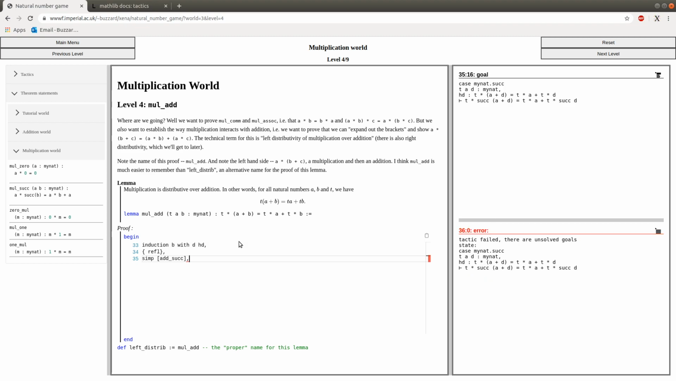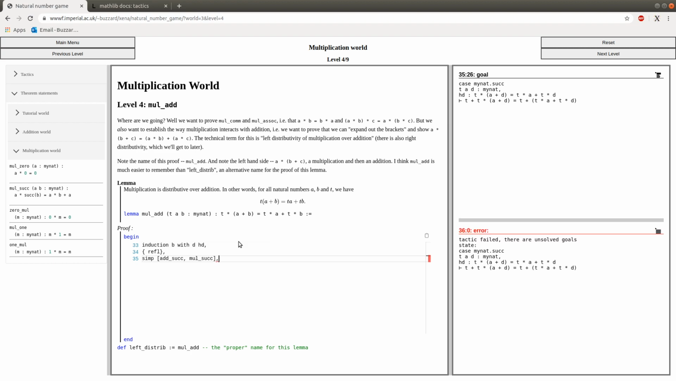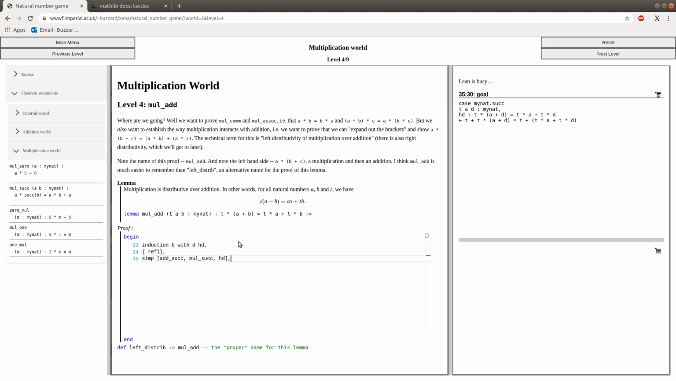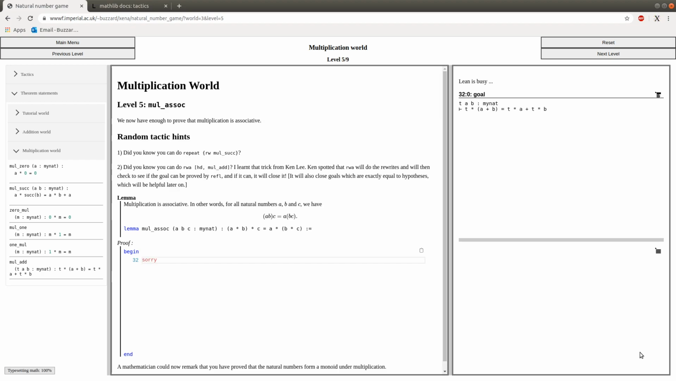How close are we? Mul suck. Have we got mul? Mul suck is the one we have. Oh, is it awkward doing maths when maths is broken? Mul suck we have. I'm just going to feed more. Oh, hd we certainly need. Has that done it? There we go. You see, you don't have to do all these rewrites. The simplifier can fathom it all out for you.